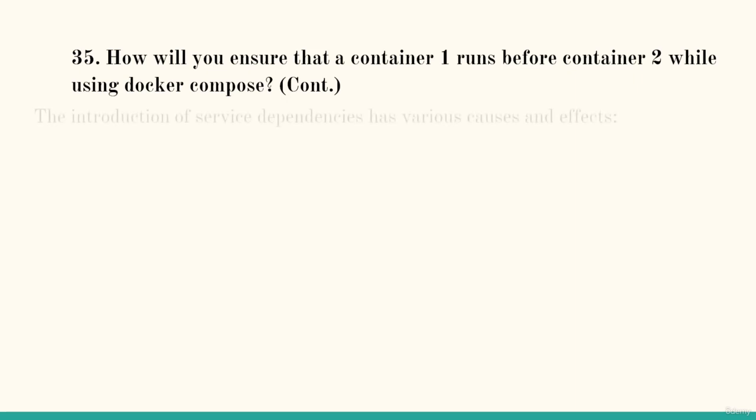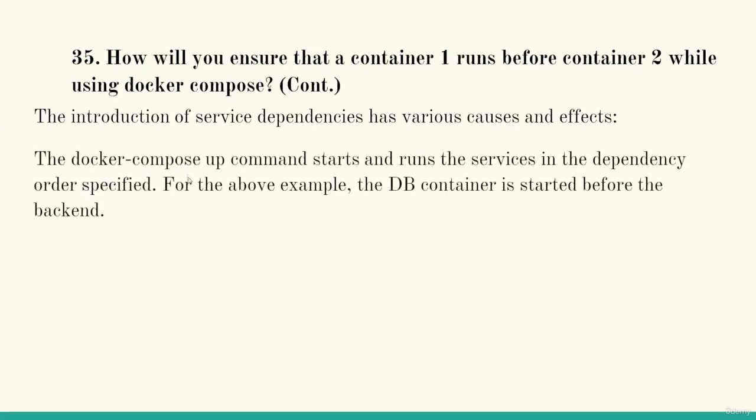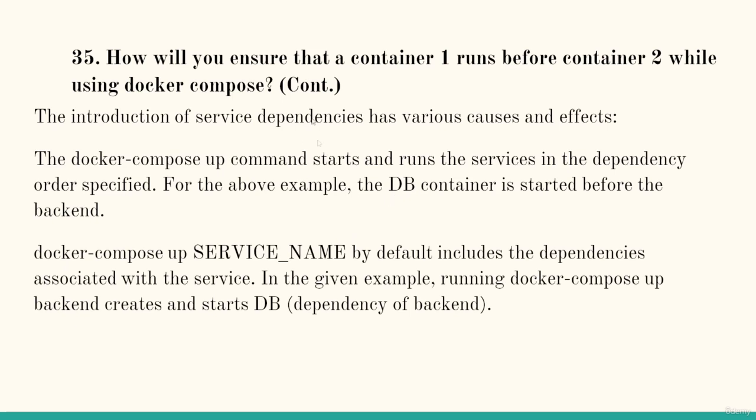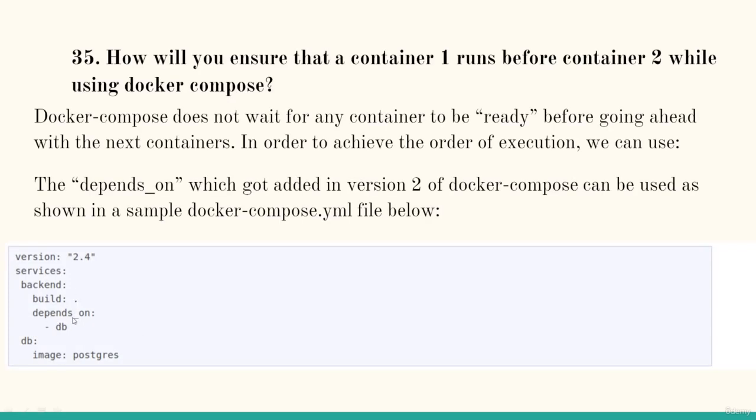So let's continue this question. The introduction of service dependencies has various causes and effects. The docker compose up command starts and runs the services in the dependency order specified. For example, in our previous example, the DB container is started before the backend. And docker compose up with the name of the service by default includes the dependencies associated with the service. So in the given example, running docker compose up backend creates and starts DB, the dependency of the backend, because, as you can see from the example, we are using depends_on.